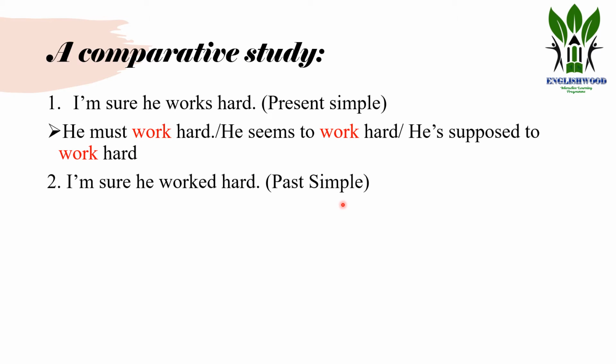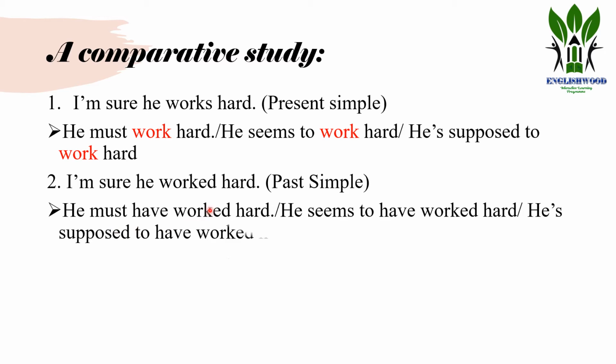So he worked hard is again he must have worked hard. We discussed already, he must have worked hard in this lesson. Now the seem structure: he seems to have worked hard, and the suppose structure: he's supposed to have worked hard. Same structure, have worked hard. Simple difference is to and to.